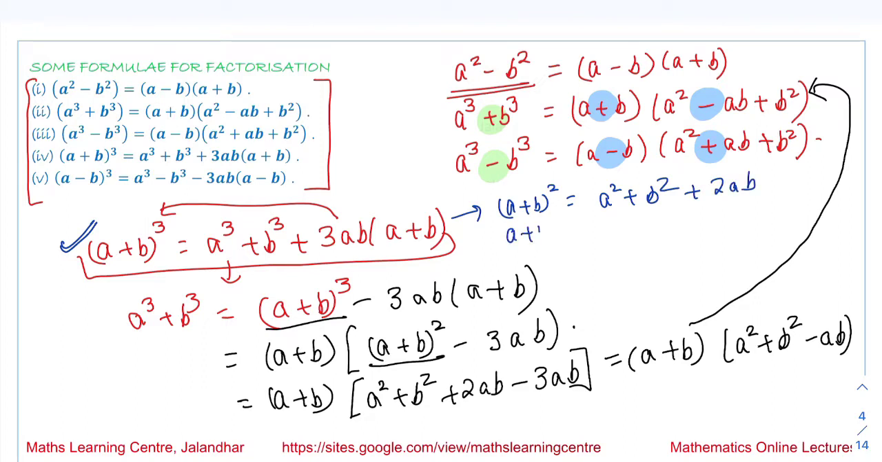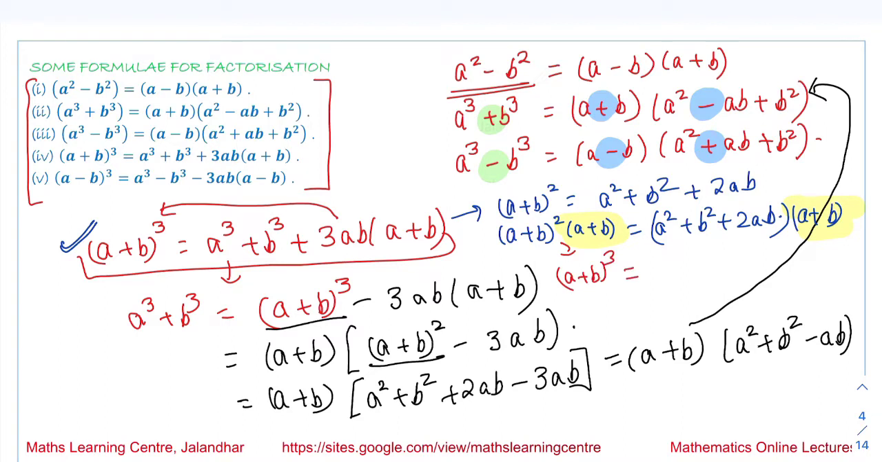We multiply it with a plus b again on both sides. On both sides we are multiplying it with a plus b. So this side will become a plus b whole cube. That will be equal to, you multiply these terms and you will get the answer like a cube plus b cube plus 3ab into a plus b.